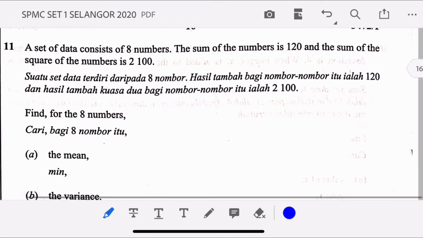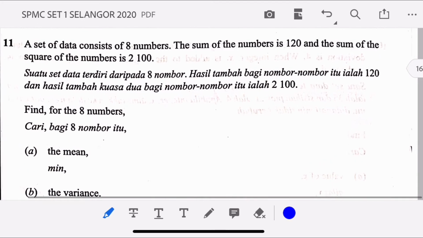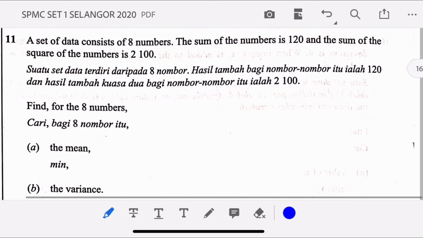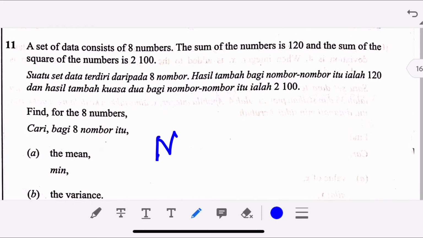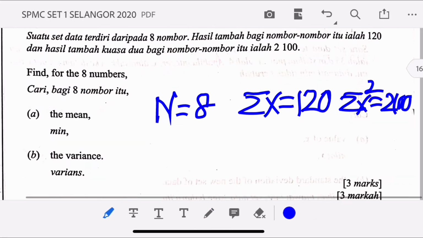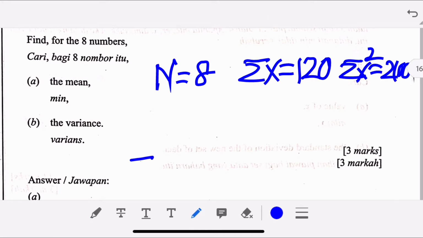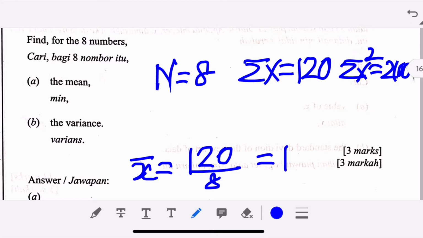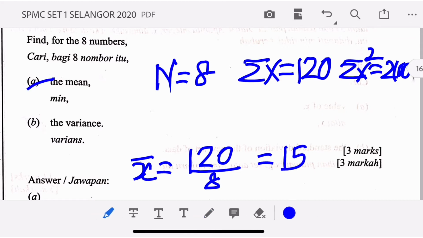Let's go to question 11. A set of data consists of 8 numbers. Okay, n is 8, and the sum of the numbers is 120, and the sum of the data square is 2100. Okay, find the mean. Mean is very simple, right? The mean is given by the sum of the data divided by the number of data. So we just press the calculator and we'll get the answer, which is 15.